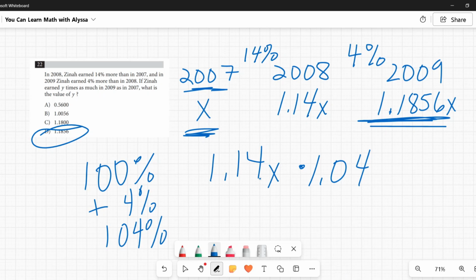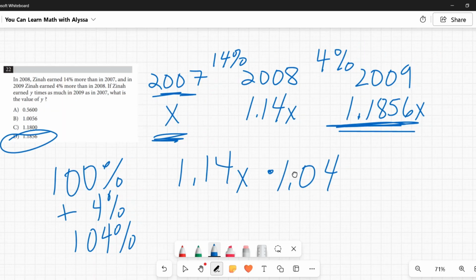Again, there's multiple ways you can look at this because of it being a percentage, but yeah, that's the way I looked at it.